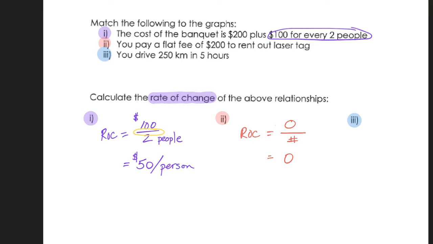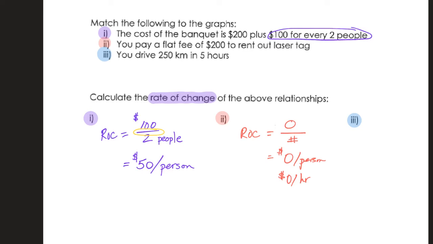Now, the important thing is that when we are calculating a rate of change, if it's 0, it won't require units. But we could have put on something like $0 per person. Or maybe we said $0 per hour. However, we're going to end up dealing with that situation.